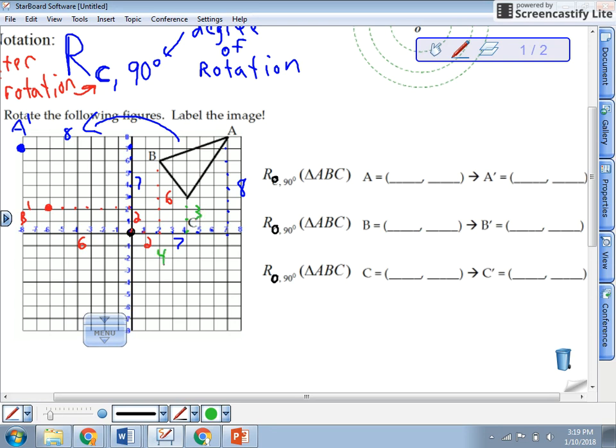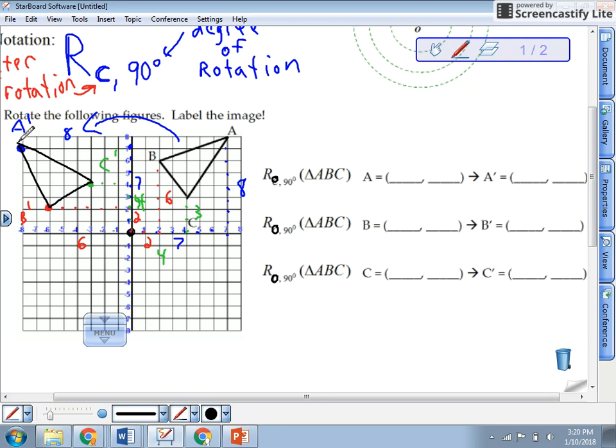So over here, I'm going to go up 3, 1, 2, 3, and then to the left, I actually messed up. I'm going to go up 4, and then to the left 3. So 1, 2, 3. And there's my C prime. And then I'll connect my dots, and there will be my triangle rotated 90 degrees. So that is that triangle rotated 90 degrees.